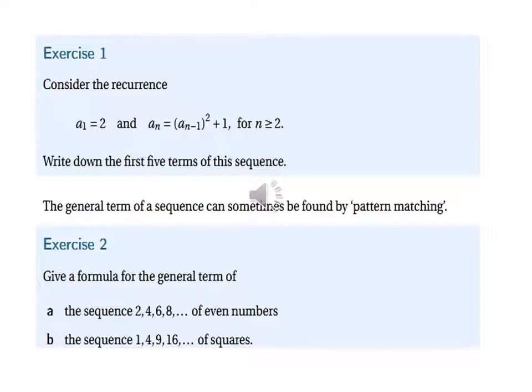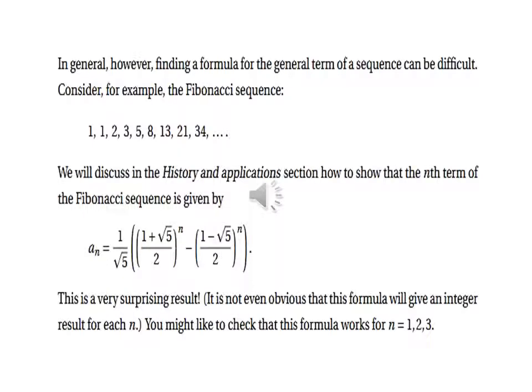Exercise 2. Give a formula for the general term of the sequence 2, 4, 6, 8 and so on of even numbers, and the sequence 1, 4, 9, 16 of squares. In these cases, we wanted to find the nth term, the general term, the general form of these sequences. In general, however, finding a formula for the general term of a sequence can be difficult.